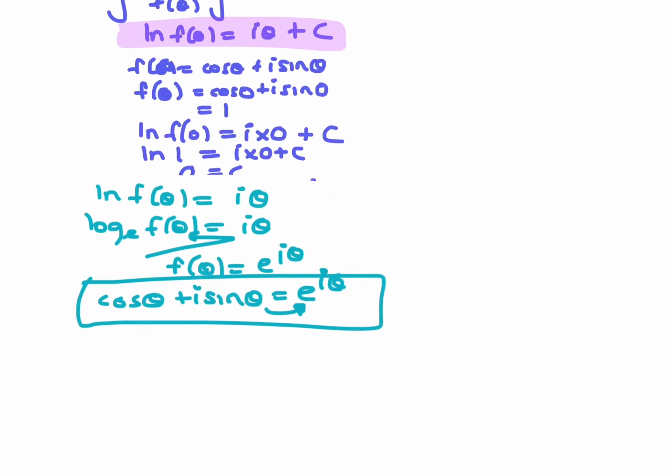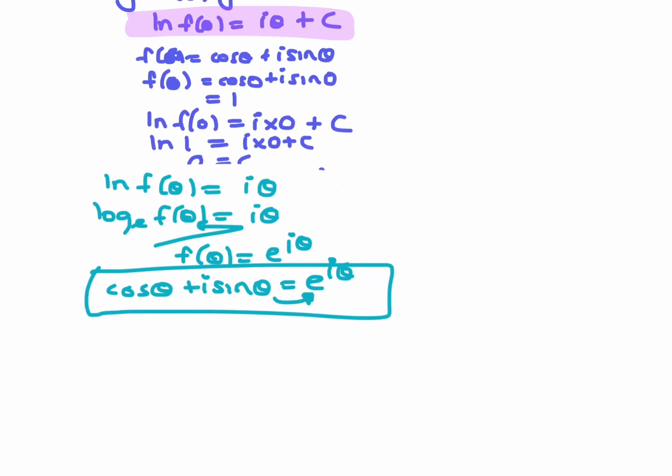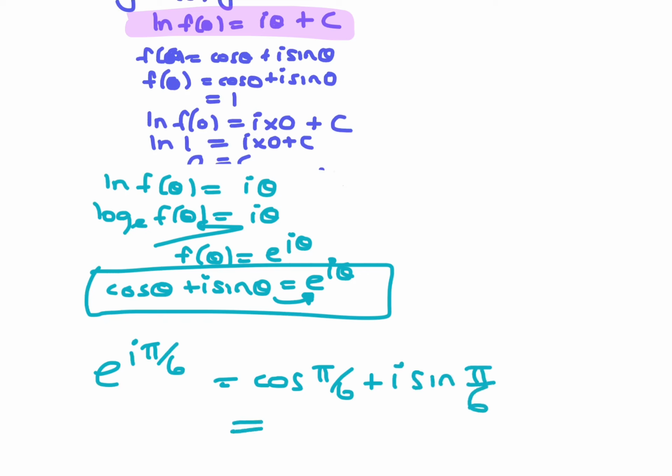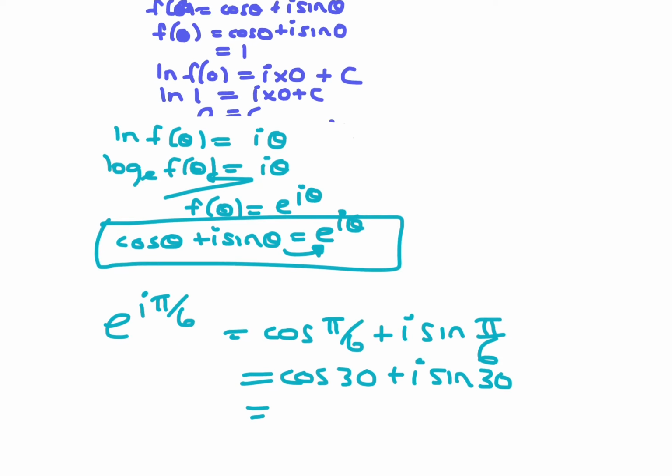Now, being able to put something in index form, working with indices, sometimes makes things a whole lot easier and helps us to establish a lot of our rules to do with trigonometry. So that now gives us the tool. If we've got e to the i pi on 6, that's the same as cos pi on 6 plus i sine pi on 6. So it's cos 30 plus i sine 30. Cos 30 is equal to root 3 on 2, and sine 30 is just equal to 1/2.